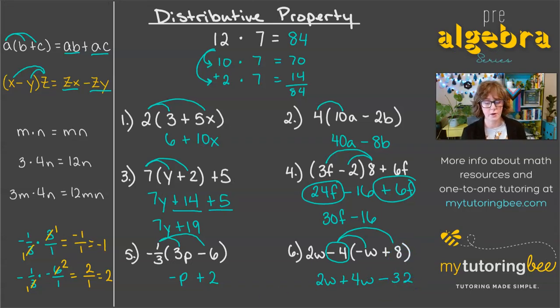Okay, and then now we're going to simplify by combining our like terms. It looks like we have positive 2w and positive 4w. Those are the only two like terms that I have. So we're going to add those together to get 6w minus 32. And that's it. That's how you use the distributive property and then continue on with simplifying those expressions.